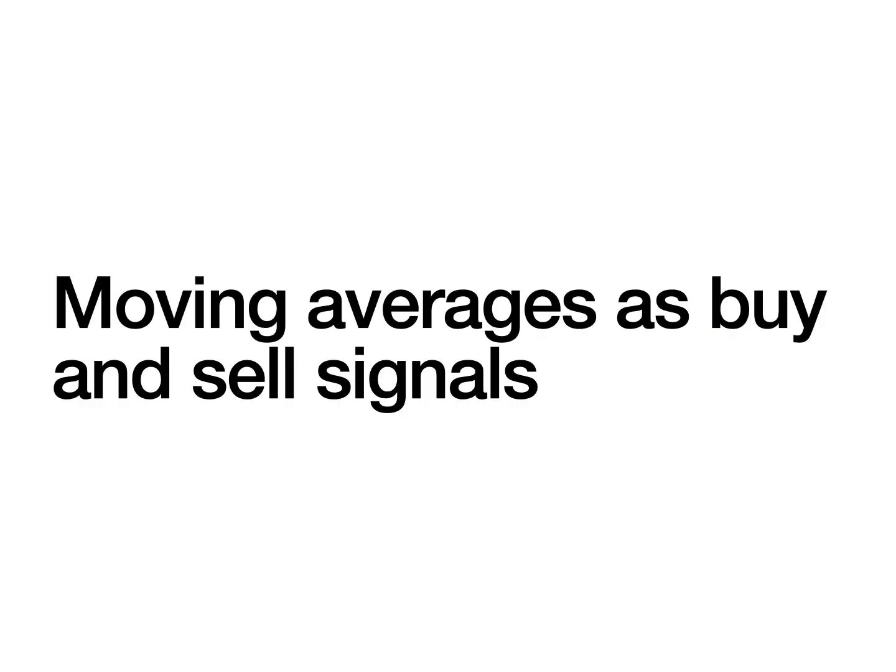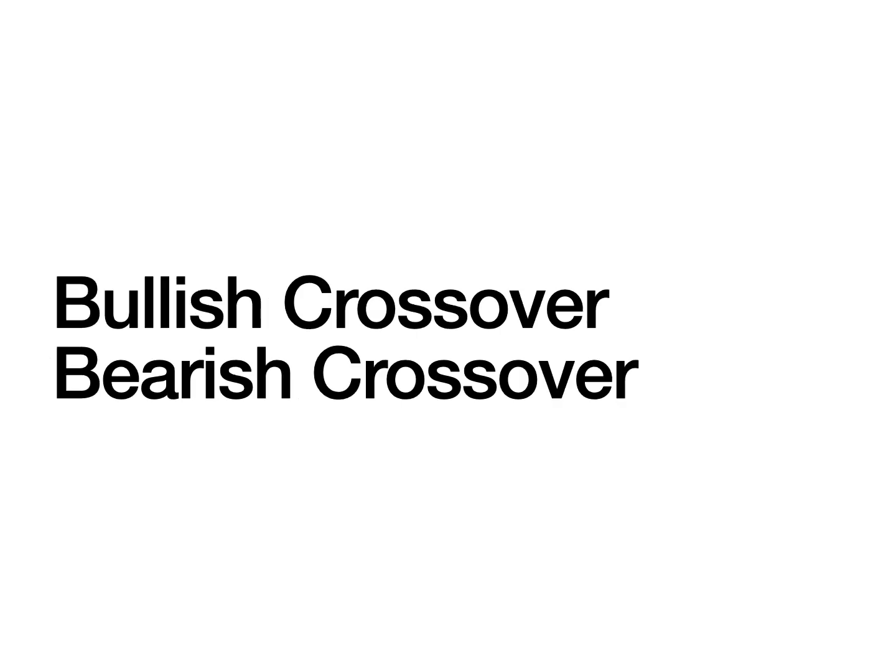Moving averages can also be used as buy and sell signals. If the short-term moving averages are above the long-term moving averages, then you have a bullish crossover. This is a buy signal. If the short-term moving averages are below the long-term moving average, then this is a bearish crossover and it is a sell signal. I'll show you some examples.